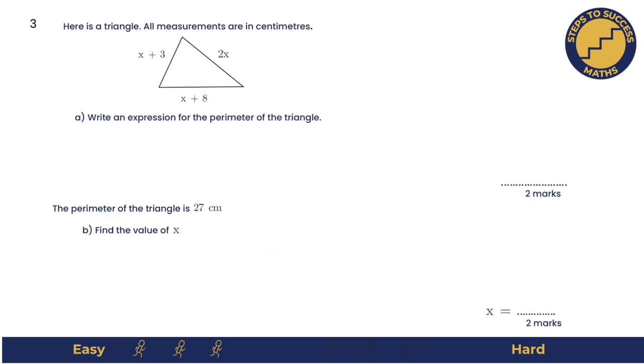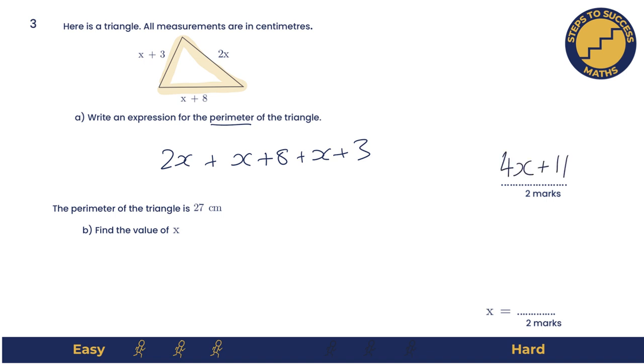Question 3. Here is a triangle. All measurements are in centimetres. Write an expression for the perimeter of the triangle. Now, remember, an expression doesn't have an equal sign, so we just need to find a way to write down what the perimeter is. Perimeter is the distance all the way around the outside of the shape. So 2x plus 8 plus x plus 3. And what we can do is tidy that up. So collect all the x's together, and we've got 4x and all the numbers together, plus 11.